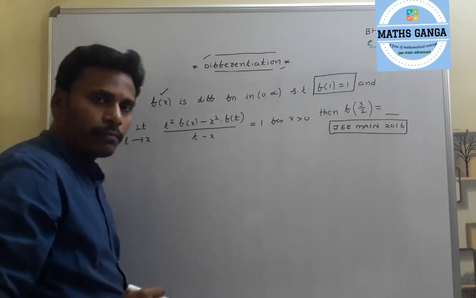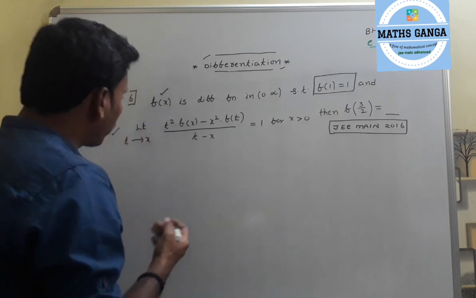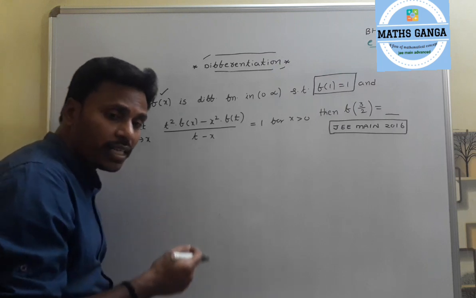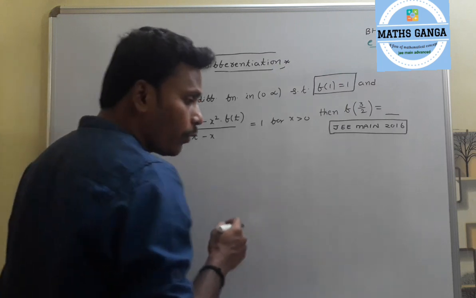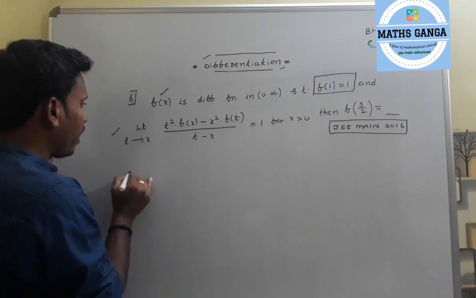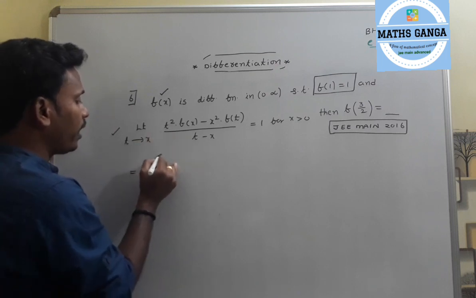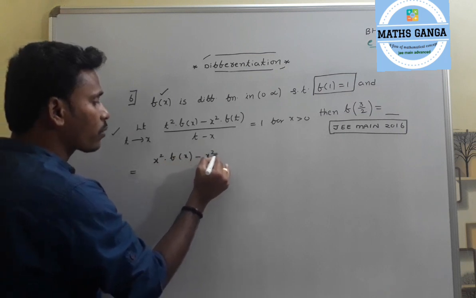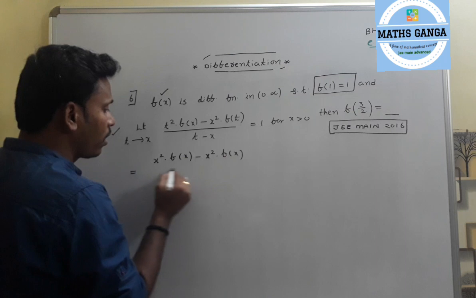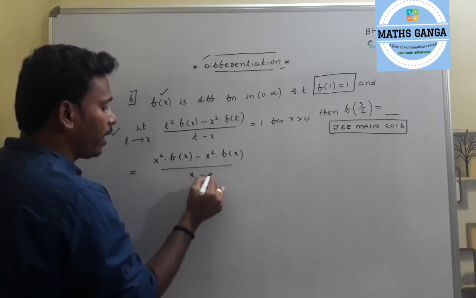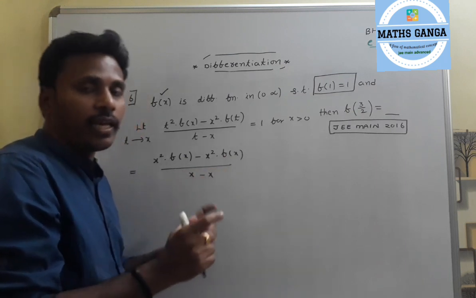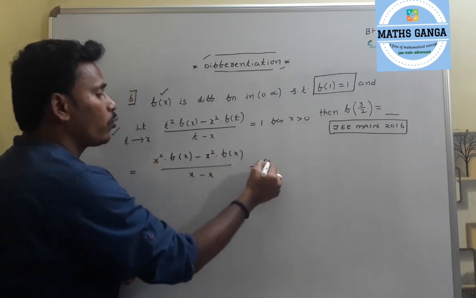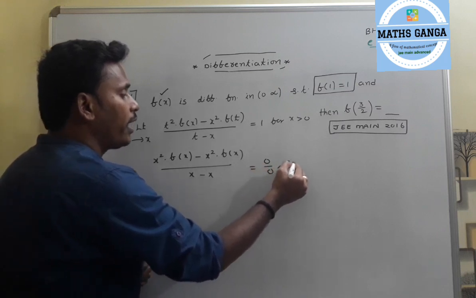It is a limit problem. I think you all know about the concepts of limits. t is tending to x. First of all, you need to check what will happen if you replace t with x. Replacing t with x, we get x square into f of x minus x square into f of x divided by x minus x. If we replace t with x, the numerator is 0, as well as the denominator is 0, and it is an indeterminate form.